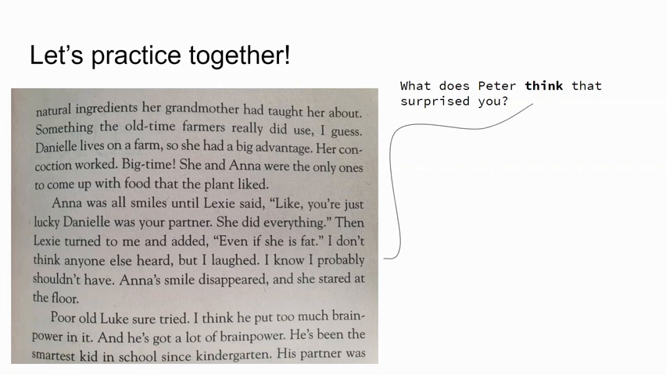All right, it's right here. He says, I don't think anyone else heard, but I laughed. Lexi has made a fat joke about Danielle, and Peter laughs at it. But then he thinks, I know I probably shouldn't have. So here we see that Peter, even though he's normally maybe not the most sensitive kid, here we see him having this thought that he knows what he did was not right.